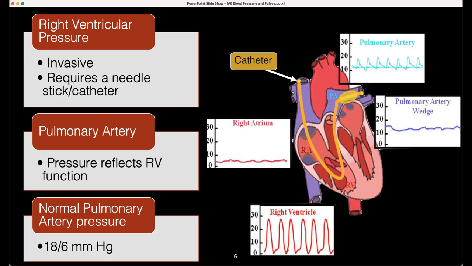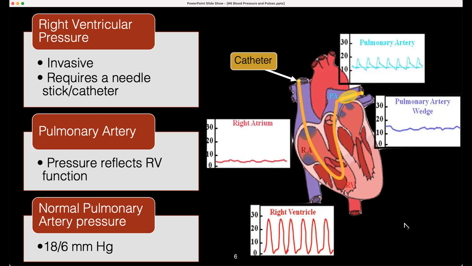So these are the different waveforms for the catheter. As you're putting it through, the right atrium has this lower pressure, and then into the right ventricle generates these 30/6 or so, and then it goes into the pulmonary artery, and when this is occluded at the tip is the pulmonary artery wedge pressure.